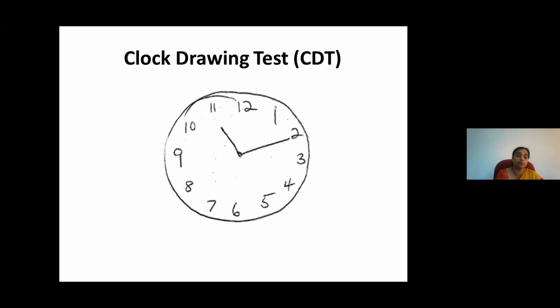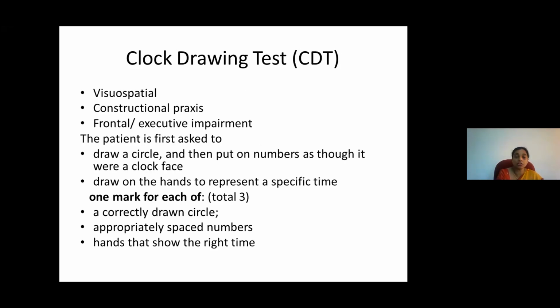So each point we give 3 marks. This is the clock drawing test. So you can understand here we detect their intellectual function, visuospatial ability of the cognition, and constructional praxis. Visuospatial, constructional praxis, and frontal executive functions we assess in the clock drawing test. It's a very brief test, but a very useful test.